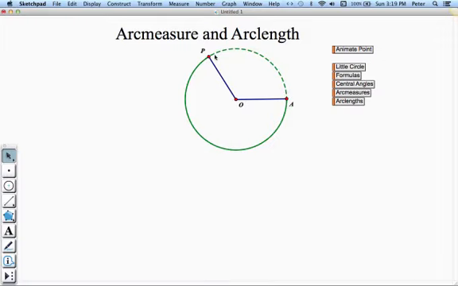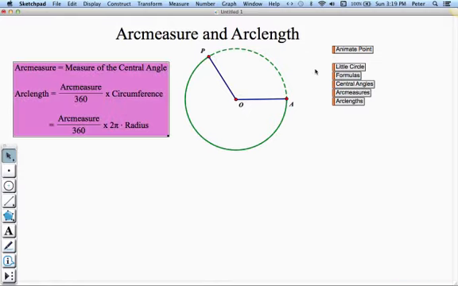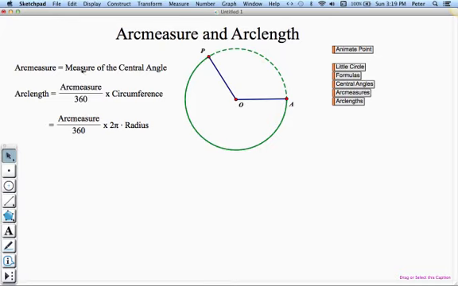That arc has a measure that is related to the measure of the central angle. So let's take a look at some of the formulas we know. And once again, we're reminded that the arc measure is equal to the measure of the central angle. So the measure of arc PA is going to be equal to the measure of angle POA.